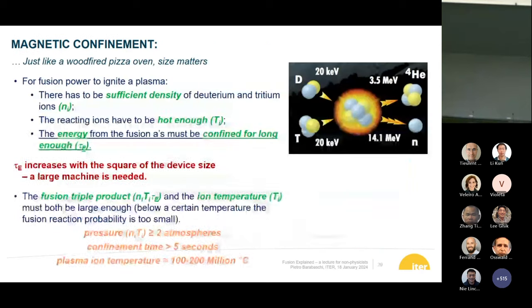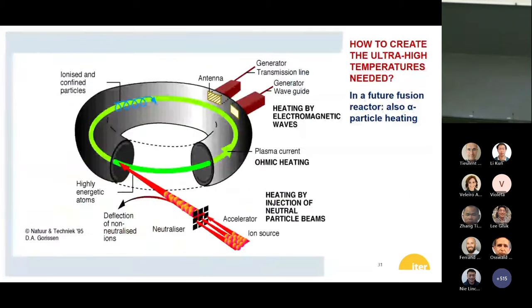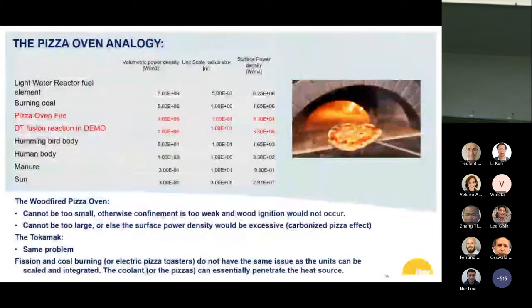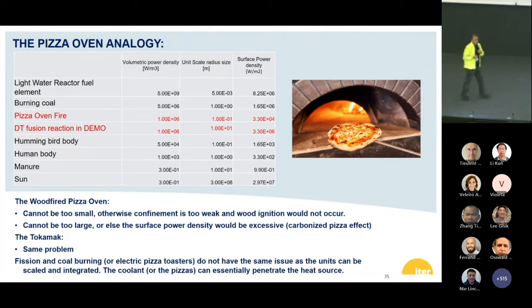So let me speak about size a little bit more. I spoke about pizza before, and I'll speak about pizza now for another reason. Energy confinement time is something which can be achieved by having something big. You make it big, you increase the energy confinement time. I take the pizza analogy because there are some interesting equivalences in power density, and I would like to put another consideration to you.